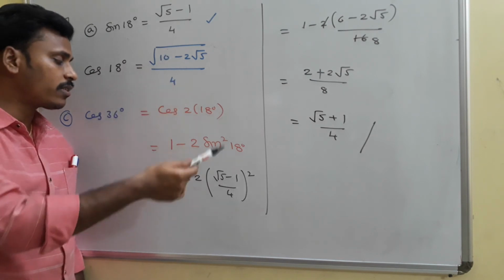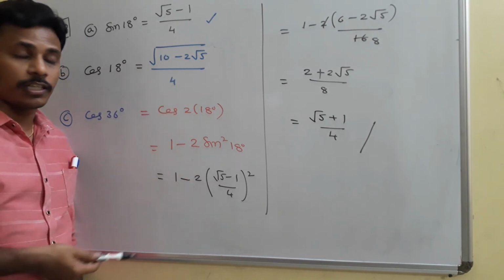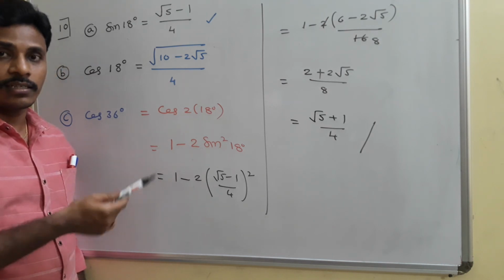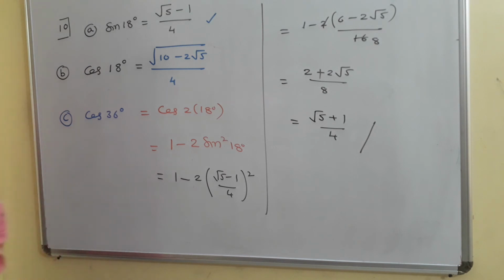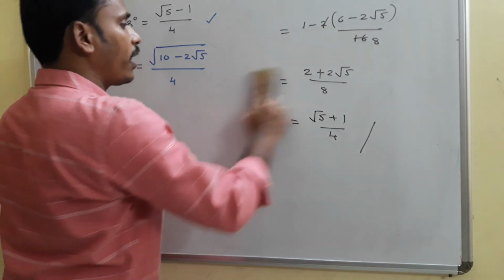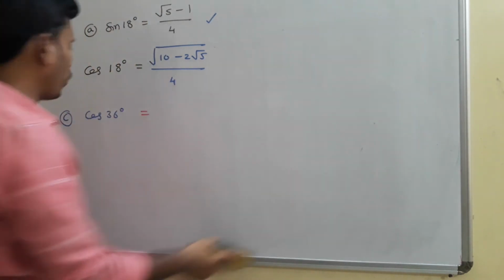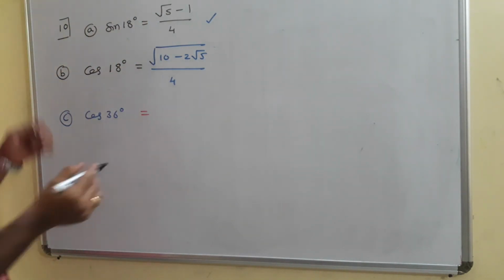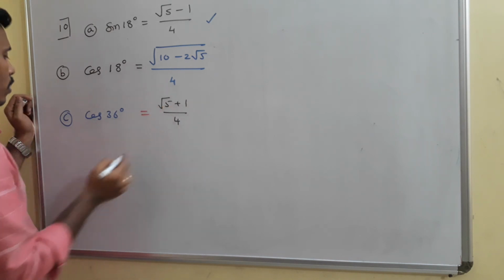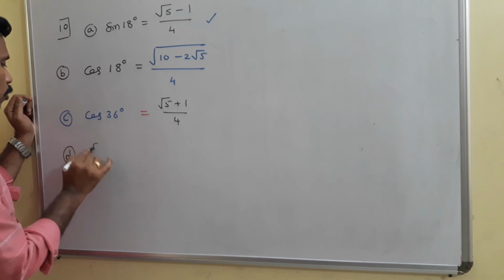Once I have a look at this cos 36, I will erase it for the space concern, and then I will start the way to find sin 36. Just have a look. You need to memorize the values for 18 degrees, for 36 degrees, everything you need to memorize. Okay, I will erase this for the space concern. So what we have? Cos 36 degrees as root 5 plus 1 divided by 4. And the D bit, you need to find what?